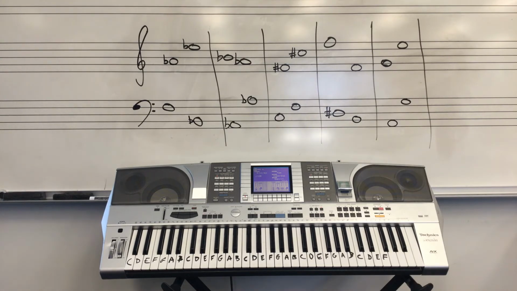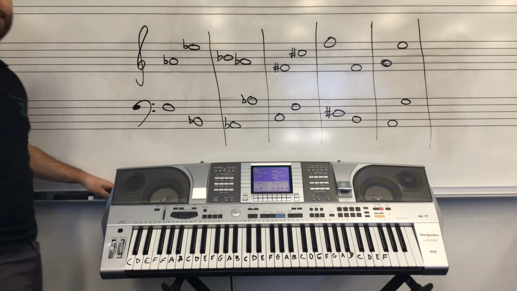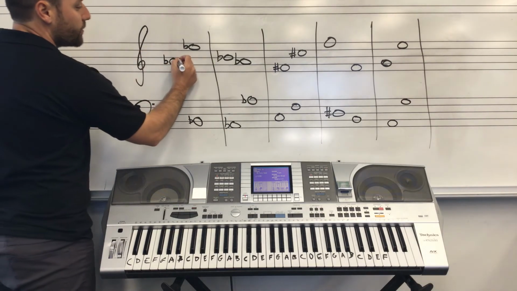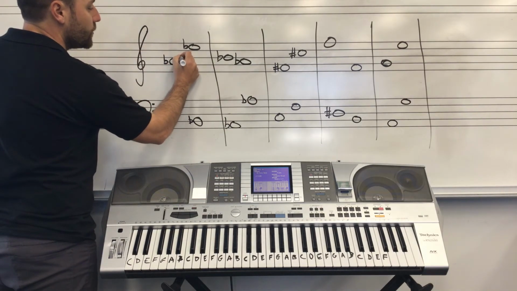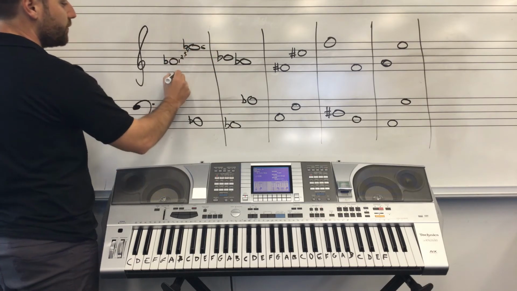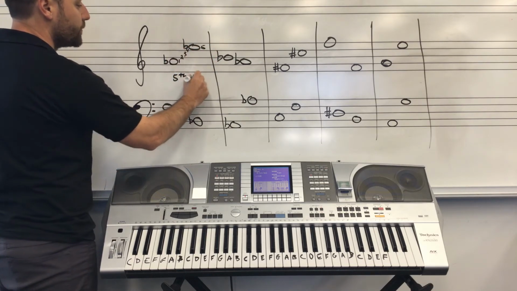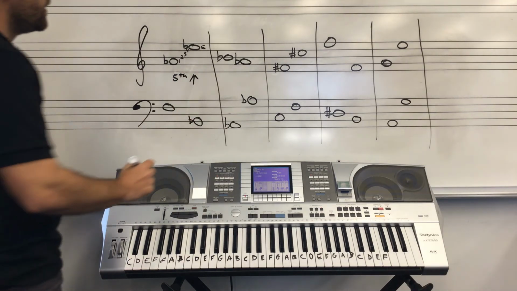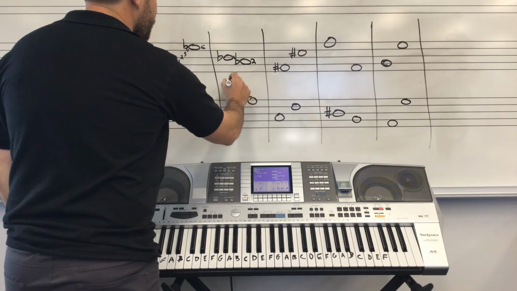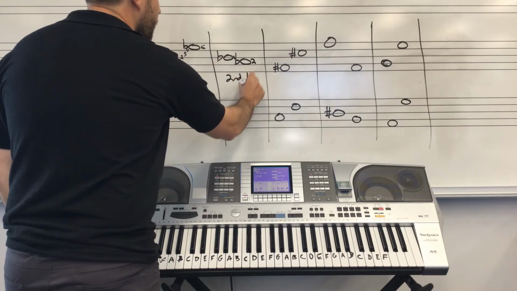Okay, so now we're going to go over how to solve these. Let's look at this one. So we're going to count up 1, 2, 3, 4, 5. So this is a 5th, and it's going up. So we're going to draw an up arrow there. Remember to start the counting on the note. So this is 1, 2. That's a 2nd going down.